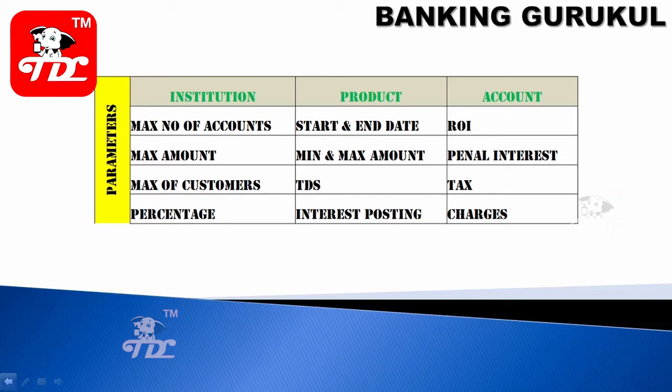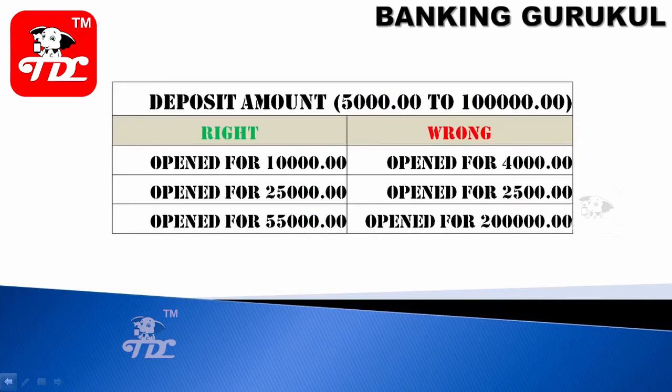If you come to account level parameters, it will be things like penal interest, account-wise penal interest, tax, charges, and rate of interest. These are the account level parameters. So while testing a fixed saver account or fixed deposit, you have to verify all the parameters, each individual parameter.